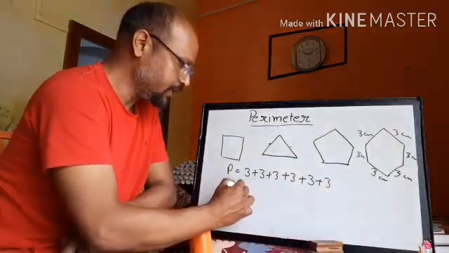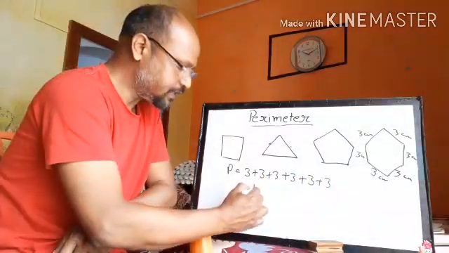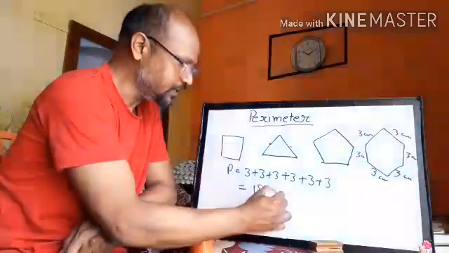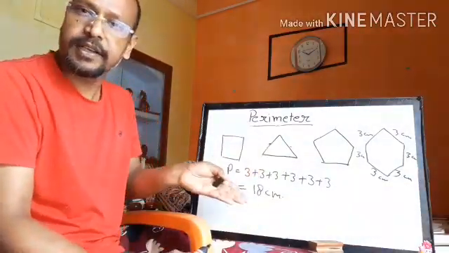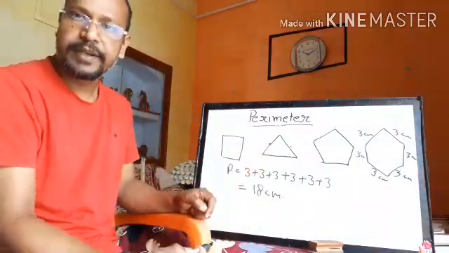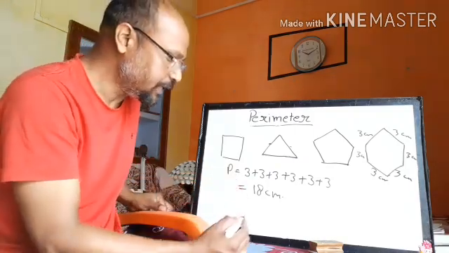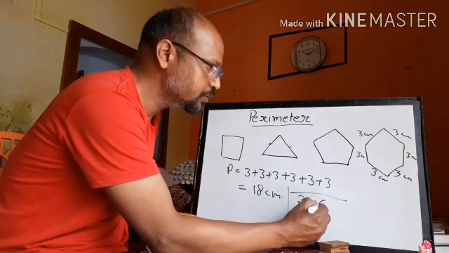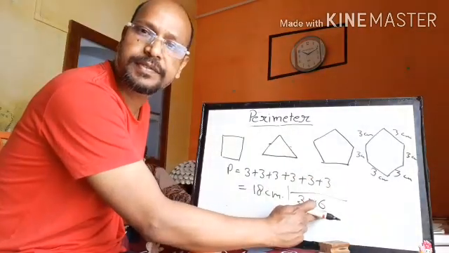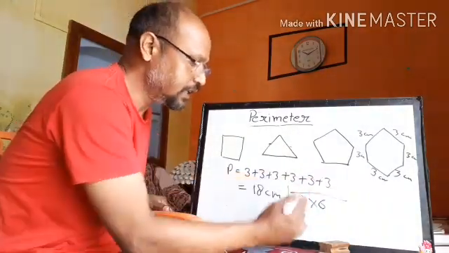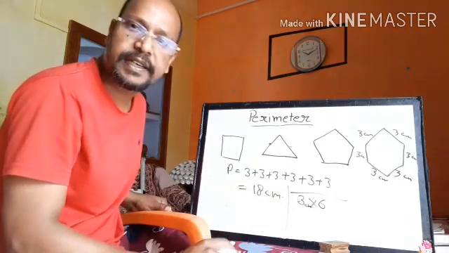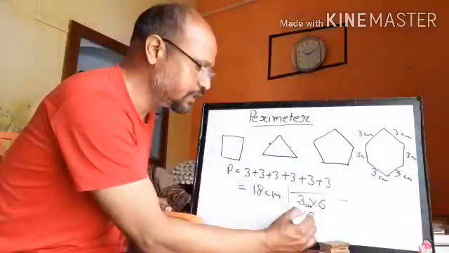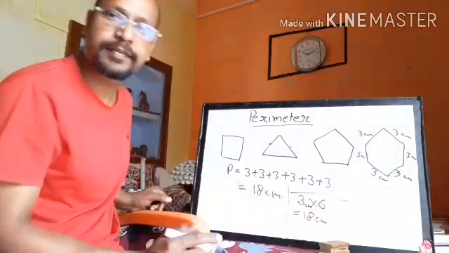So the perimeter is 18 centimeter. Or either you can find the perimeter by multiplication, like that: 3 into 6. 6 is the number of sides, and 3 is the length of each side. So it is 18 centimeter.